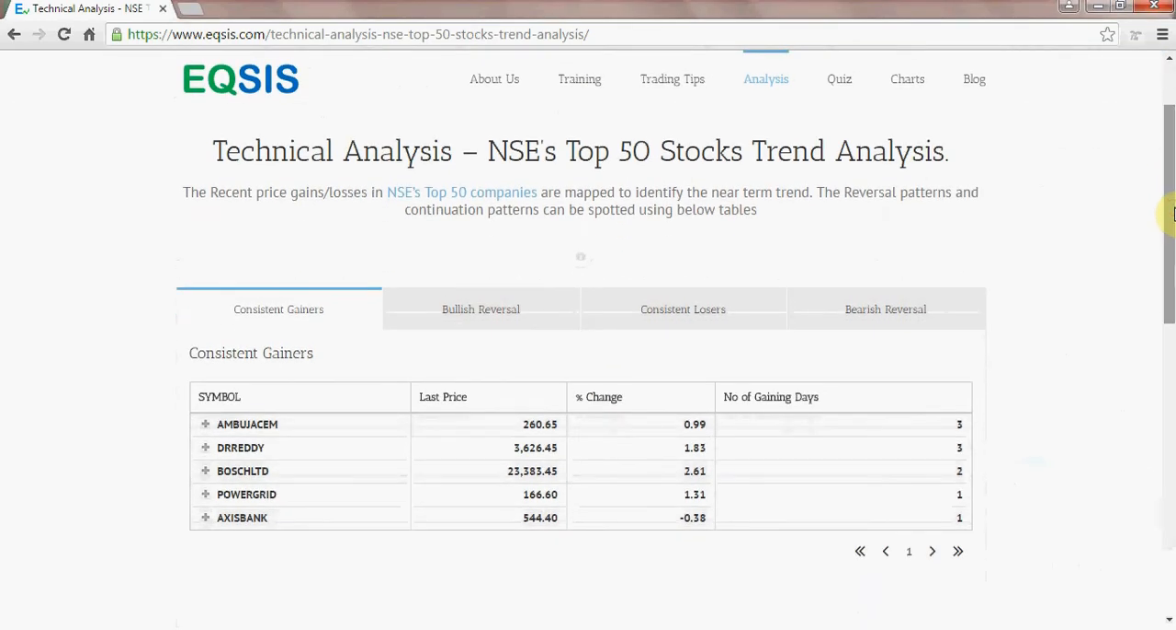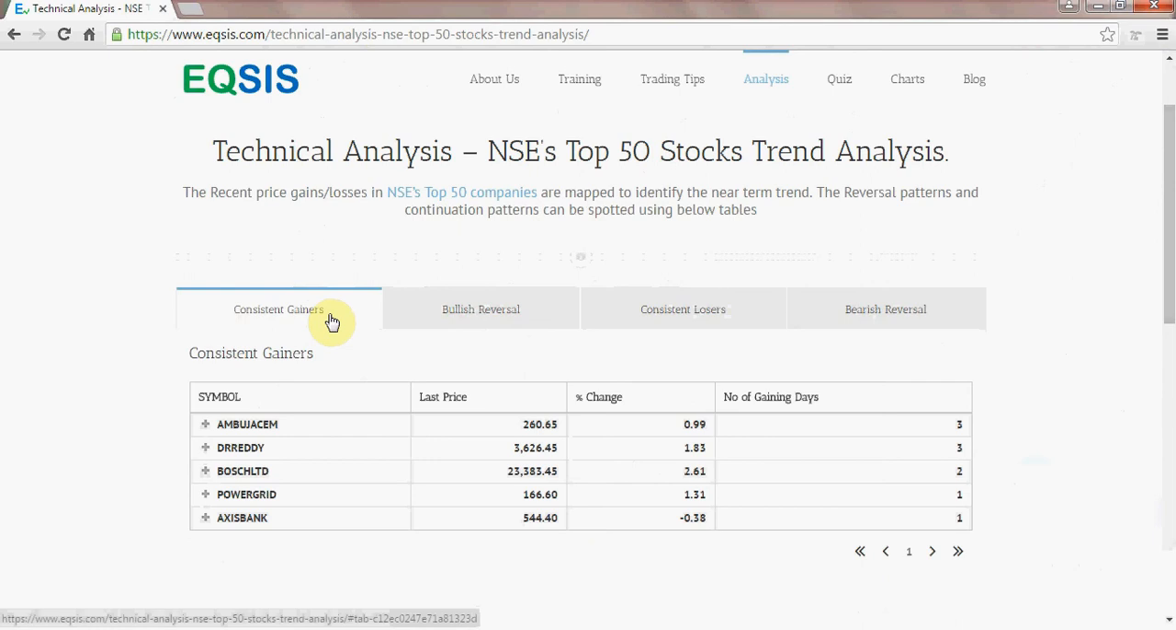And what we have to do now is, we have some interesting tables here. So we could see bullish reversal, consistent gainer, consistent loser, bullish, bearish reversals. Okay, let me explain what exactly these columns are. See, this consistent gainer is telling me some stock is gaining consistently on a daily basis. Say if I notice a stock which is gaining consistently for 4 days, 5 days, 6 days, 7 days, and if a particular stock approaches the resistance zone, probably we can expect a reversal.